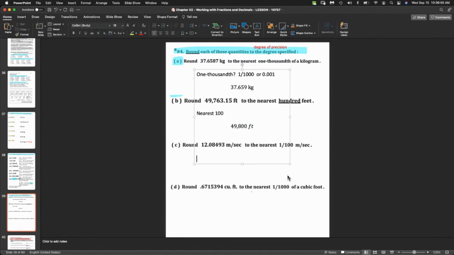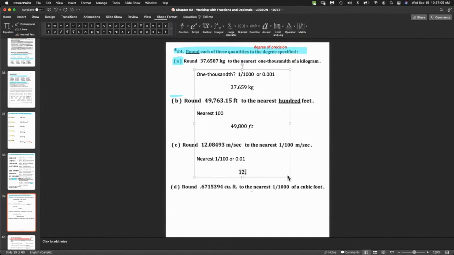In this question here, it's kind of like question A. You're given the fraction, so the nearest 100th. It's meters per second. I'm just not writing the units for a second. We can re-say that as a decimal as 0.01. So this would be 12.08 or 12.09. Is it 8 or 9? What do you think? 8 is correct. Thank you.